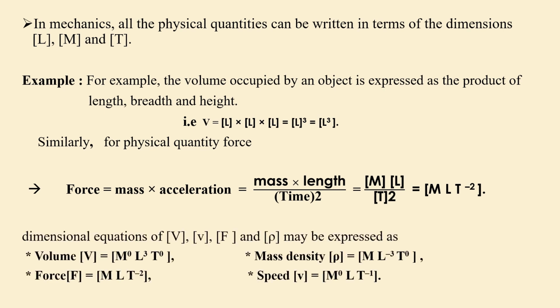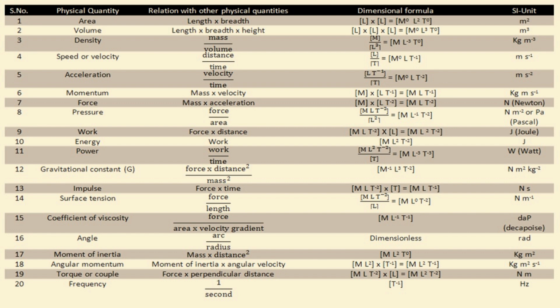Dimensional equations of V, volume, small v, speed, F, force, and ρ, mass density, may be expressed as given below. In this table we study more physical quantities, relations with physical quantities, dimensional formula, and SI units. Just go through it.